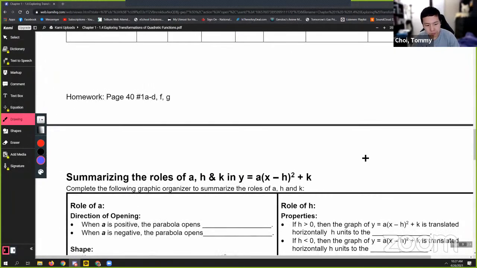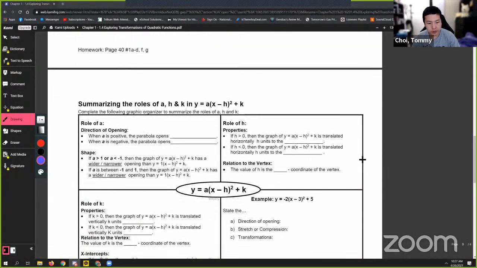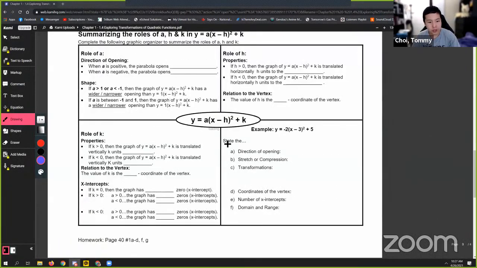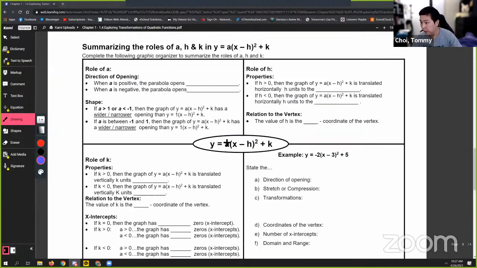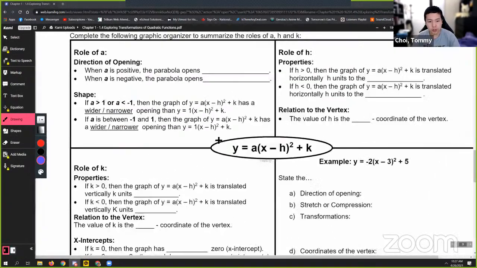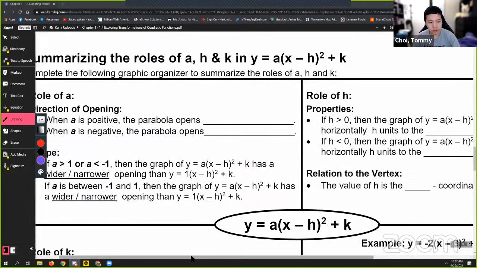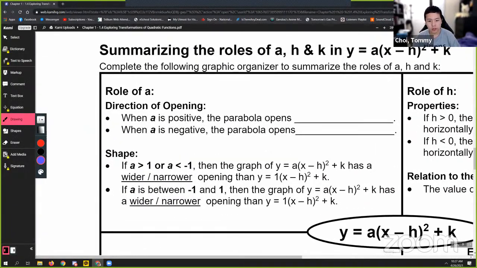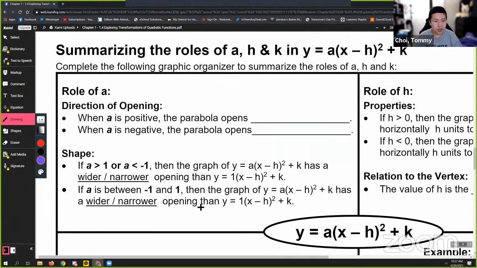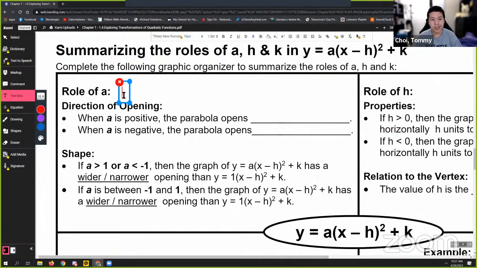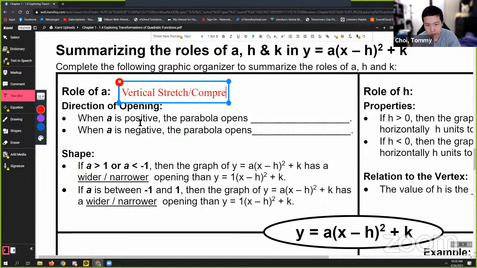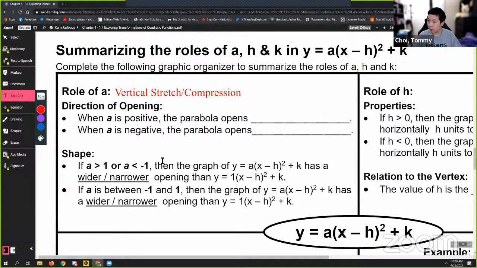Okay. So let's summarize this and then go back to the chart real quick. Let's summarize each section. The role of a. Let's give it the name. This is called a vertical stretch or compression. So the actual mathematical name for the role of a is a vertical stretch or compression.